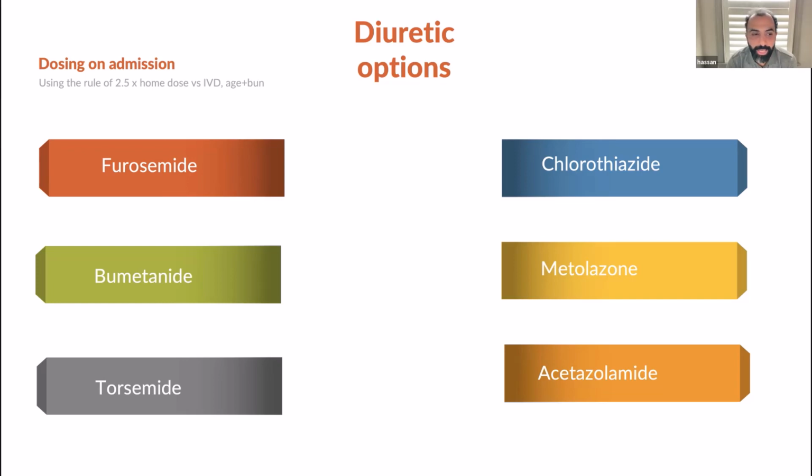Diuretic options, we have Lasix, Bumex, torsemide, and we have helpers: chlorthiazide, metolazone, and the newcomer, acetazolamide. The most commonly used in our patient population is torsemide, because it's extremely cheap. All of these are cheap, but torsemide is probably $1 or $2 a month. Everything else is a bit doubles or triples that amount.